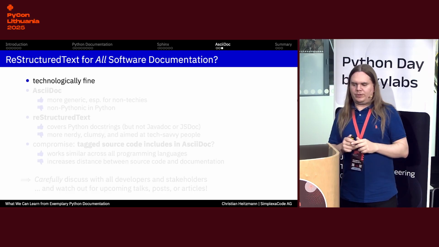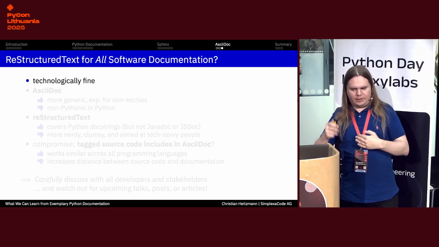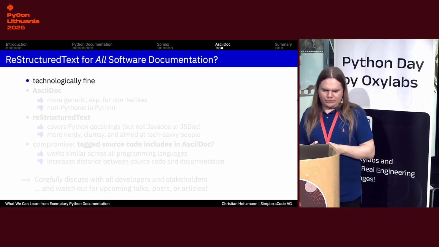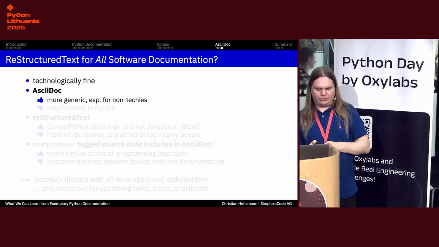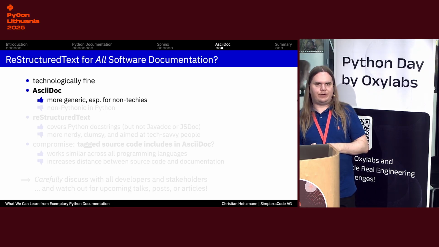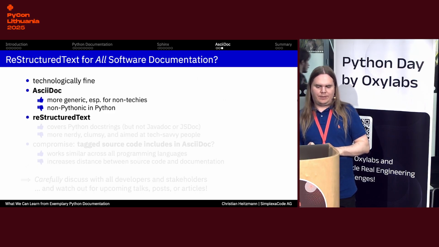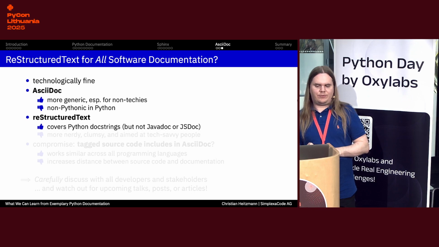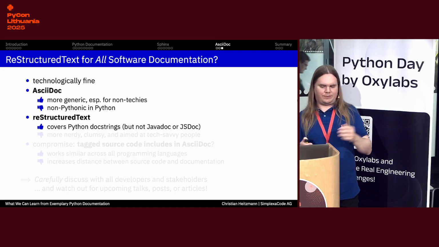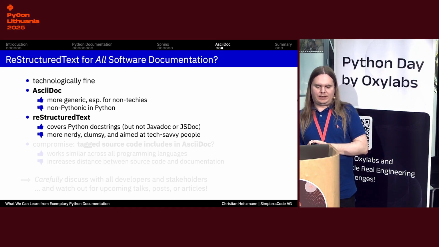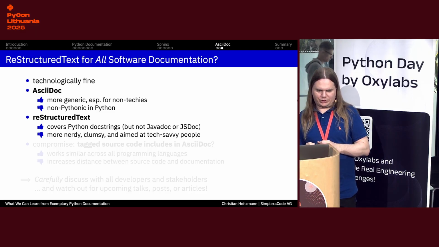Actually, it would work because reStructuredText is a fully lightweight markup language. I already told you AsciiDoc is a little bit more generic, especially for non-techies. However, it's not a good idea for Python because it's non-Pythonic. reStructuredText would be perfectly fine for Python, but then again, it wouldn't be fine for Java and it wouldn't be fine for JavaScript, etc. And as I told you, it's more nerdy, more clumsy, and you need to be more tech savvy in order to write and read reStructuredText.